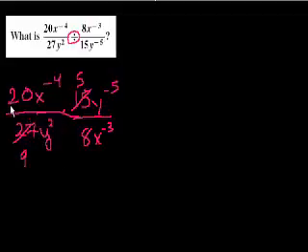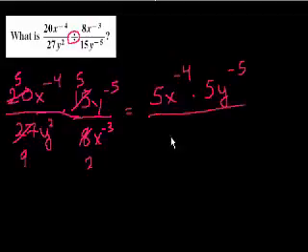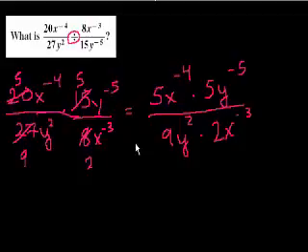If you divide this by 2, or 4, you get 5. If you divide this by 4, you get 2. And let's see, I don't want to do too many steps all at once. So you get 5x to the minus 4th times 5y to the minus 5th, all of that over 9y squared times 2x to the minus 3. So let's get all the numbers out. So that is equal to, see, 5 times 5 is 25, over 9 times 2 is 18.